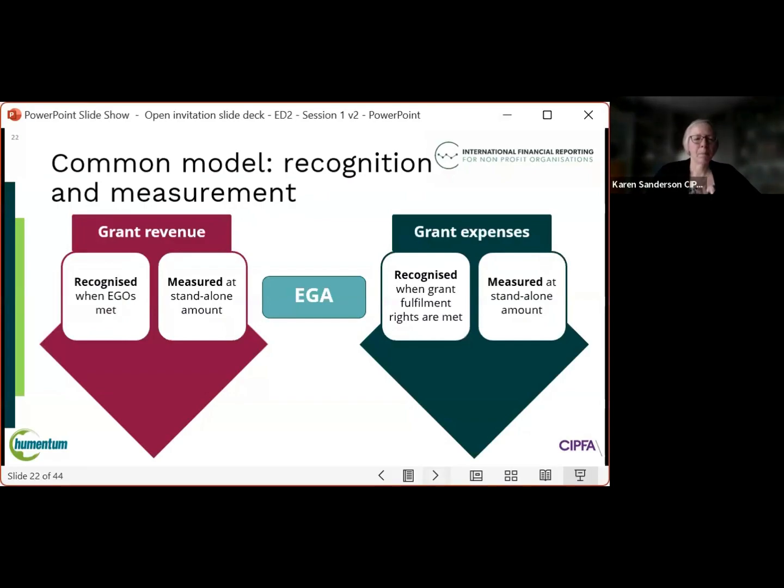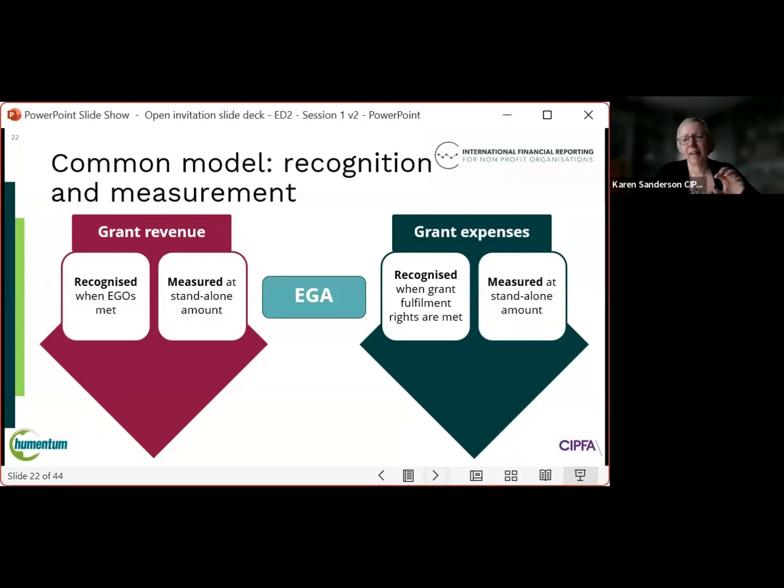Next slide, please. I'm just going to touch on recognition and measurement, which will be a segue into topics 2 and 3, which will be covered, topic 2 later in this session and topic 3 in a session this afternoon. But common to both grant revenue and grant expenses, if it is an enforceable grant arrangement, then revenue or an expense, depending which side you're on, is only recognised when the enforceable grant obligation is met, and on the mirror side of that, when the grant fulfillment right is met.